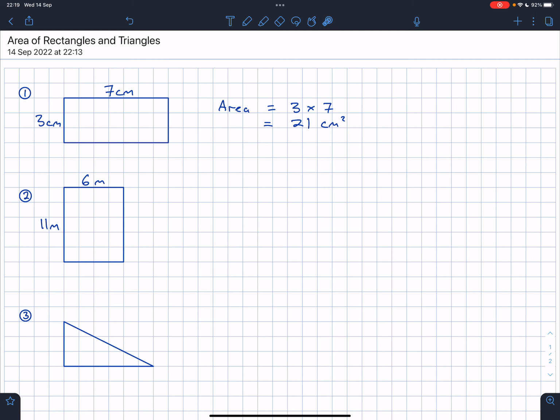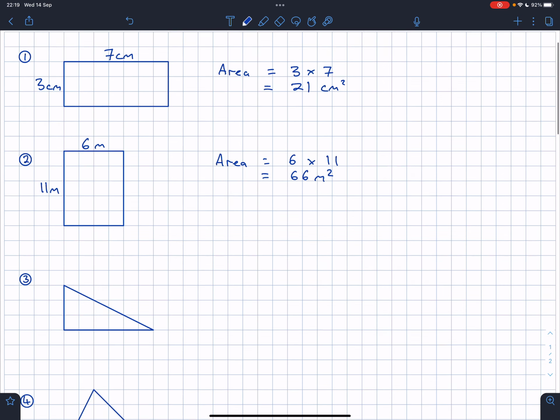Well, 6 meters by 11 meters is going to be an area where we're going to have 11 rows of 6 or 6 rows of 11. Either way, we either have 11 sixes or 6 elevens, which will give us the same answer, so 66. But in this case, the squares are going to be meters wide, so we're going to write square meters, or meters squared.